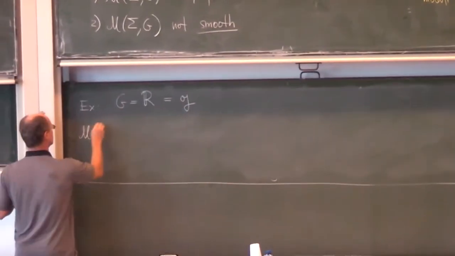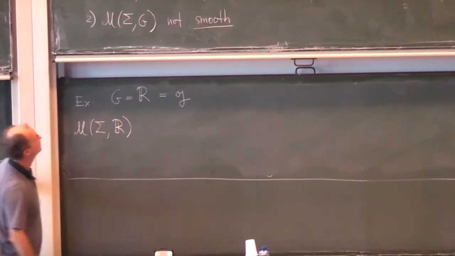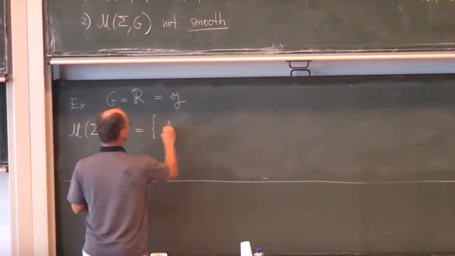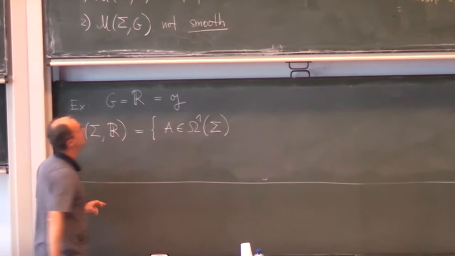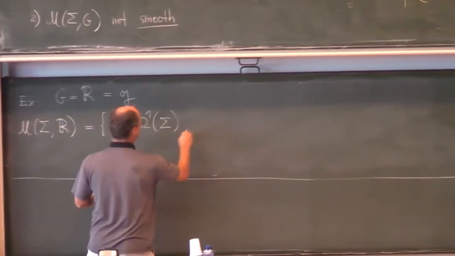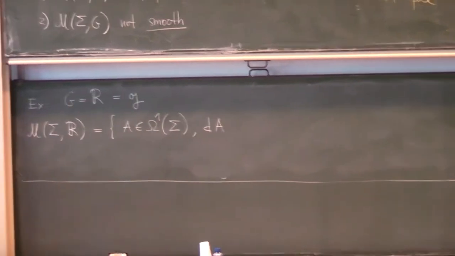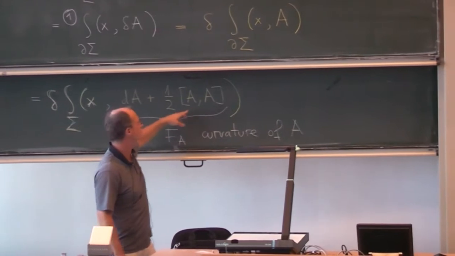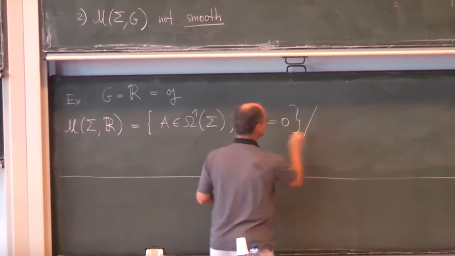Now what we're going to get here in this case is A, just the space of one forms. Well, there will be no Lie bracket term here because this Lie algebra is one-dimensional, so it's abelian. So this will be closed one forms.